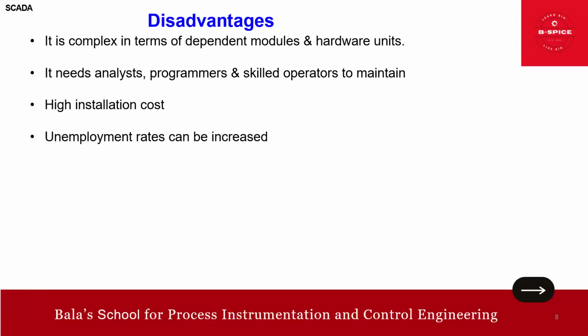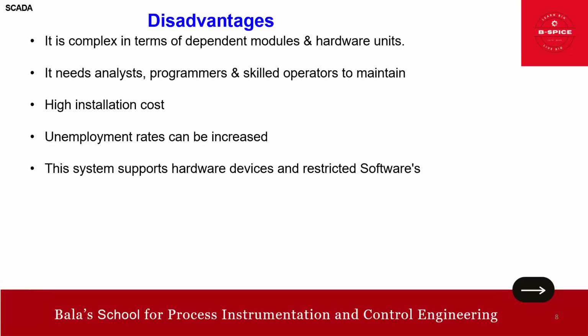And of course, due to the efficiency, unemployment rates can increase, because within one operator you can control the whole plant, so that replaces the human involvement. This system supports hardware devices, and there is some restriction on the software also. These are some of the disadvantages.